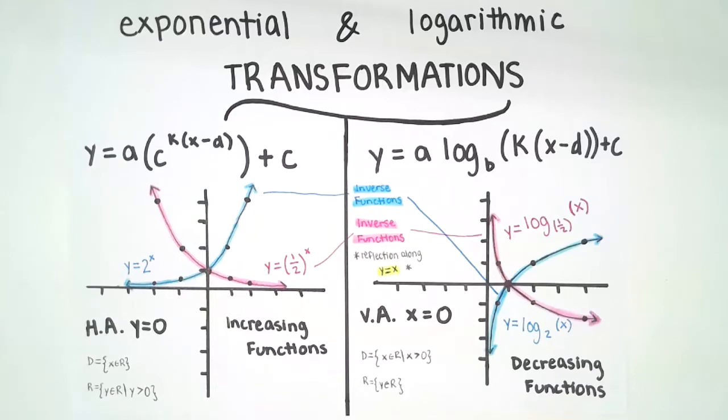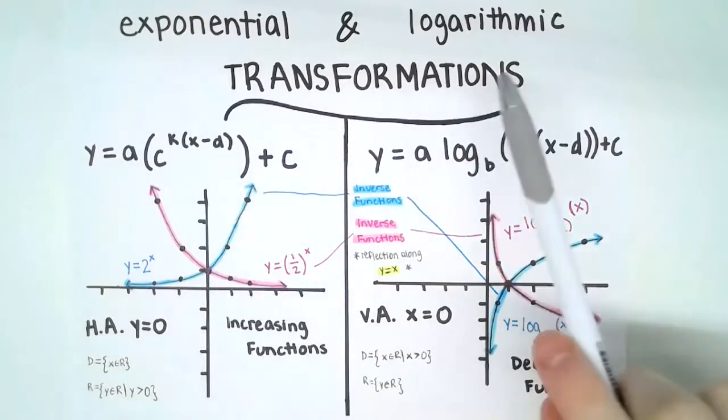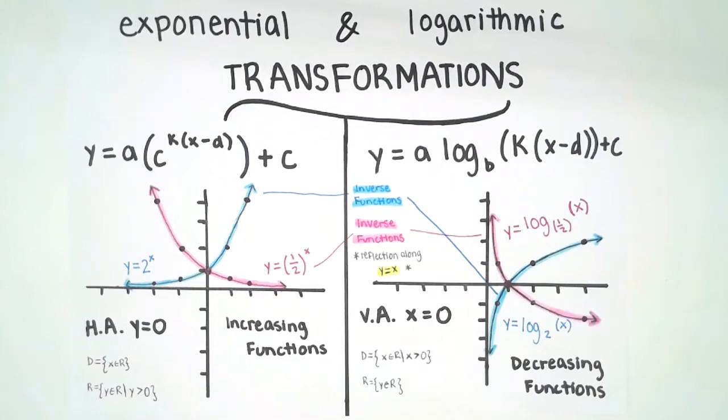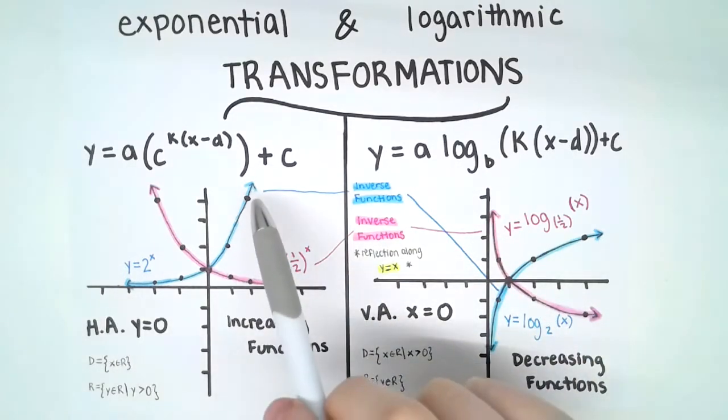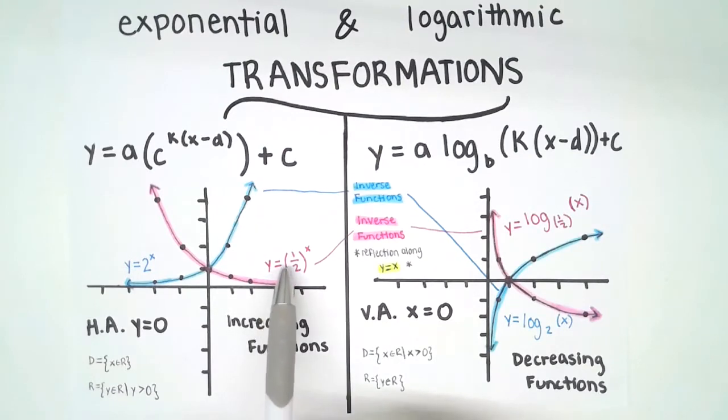The next topic of the day is exponential and logarithmic transformations. On this side, you'll see exponential functions, and on this side, you'll see logarithmic. I've chosen two very simple exponential functions on this side and two, again, simple logarithmic functions, just so you can see the basic shape of the graph. As you can see, this blue one is y equals 2 to the exponent x, and the pink one is y equals 1/2 to the exponent x.